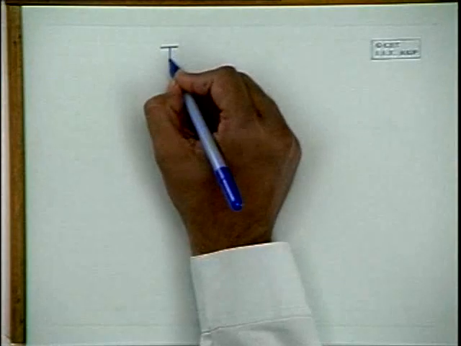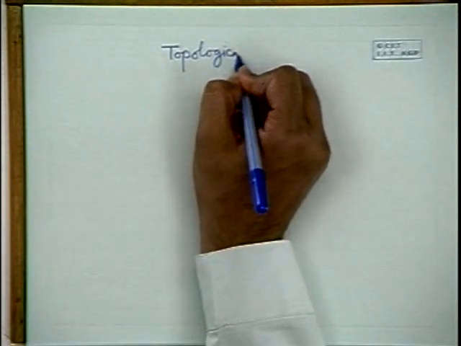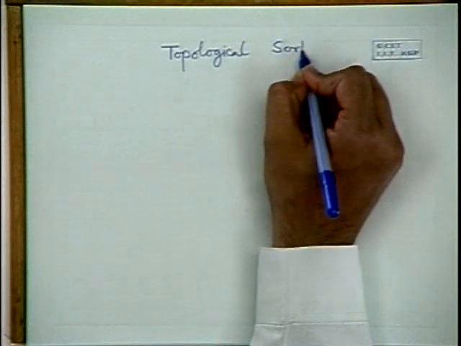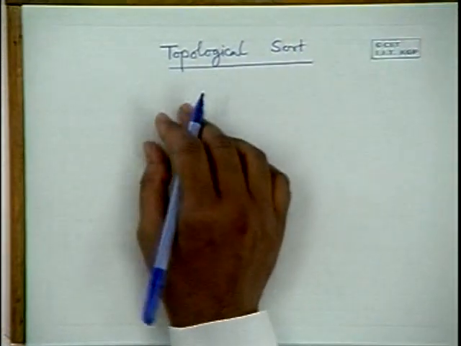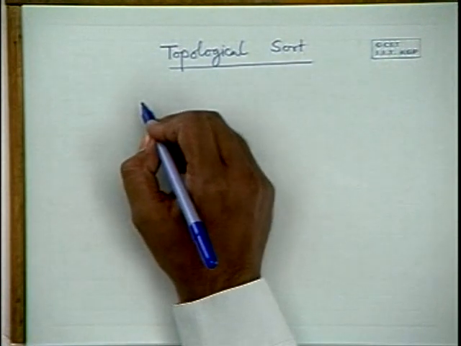So these are the two applications of depth first traversal. Now I will show you another application of depth first traversal which can solve another important problem on directed graphs. So that is called topological sort. Directed graph also sometimes called the digraph.